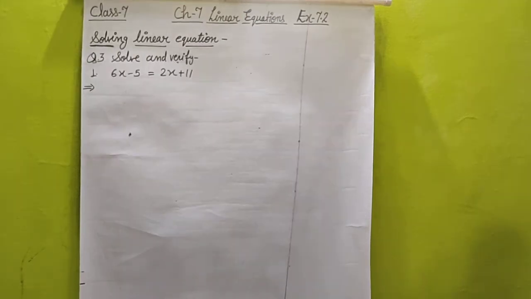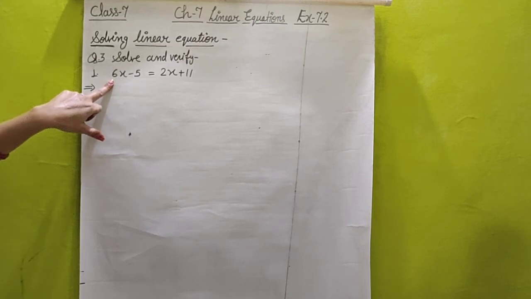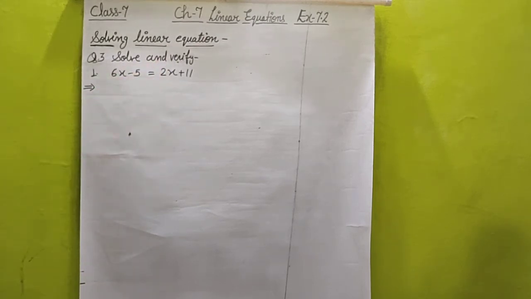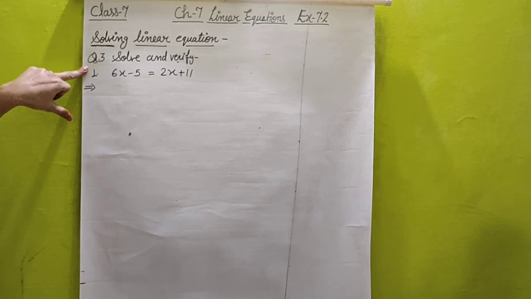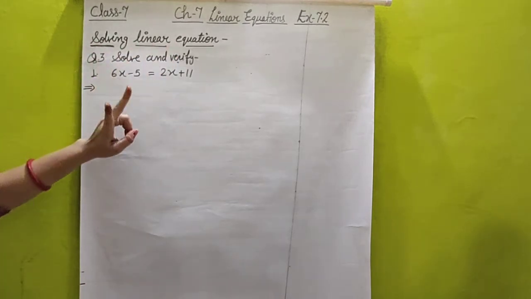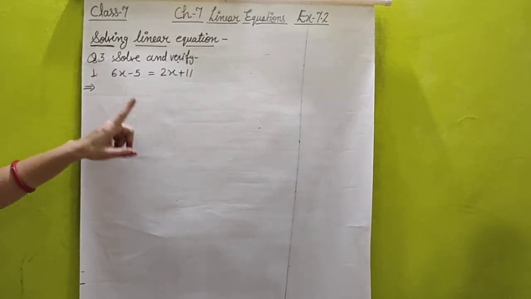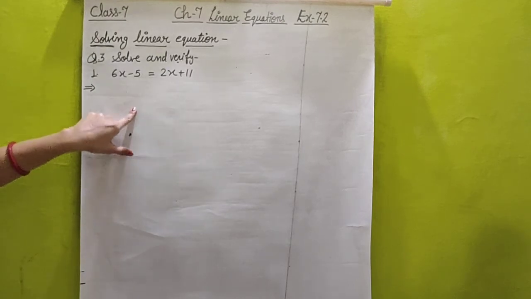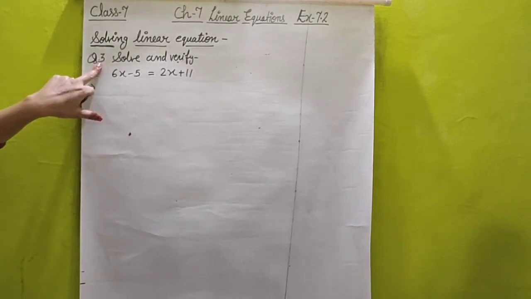Students, now I am taking question number 3, that is solve and verify. First of all, we have to solve the given equation. Then we have to verify, means we have to check whether our answer is correct or not. Students, in this question number 3, I am taking the transposing method, that I told in the starting of the video. Solving linear equations, there are two methods. First is the trial and error method that we have discussed in question number 1. Now in question number 3, I am discussing the transposing method.